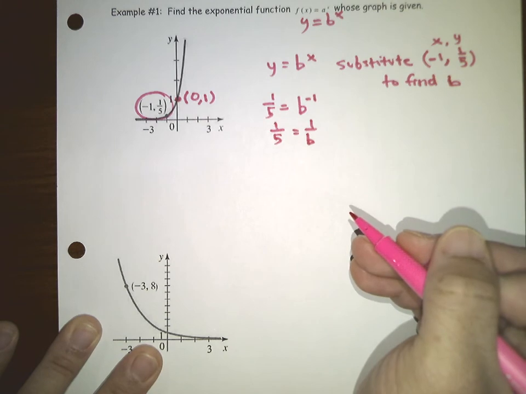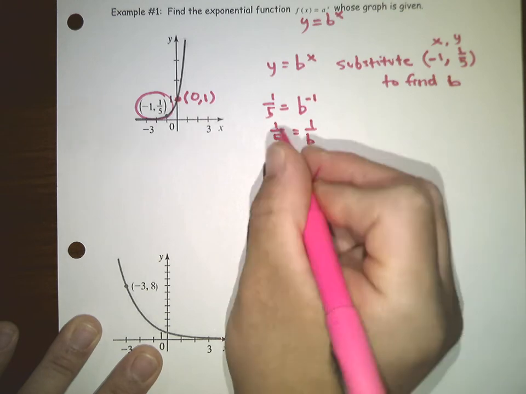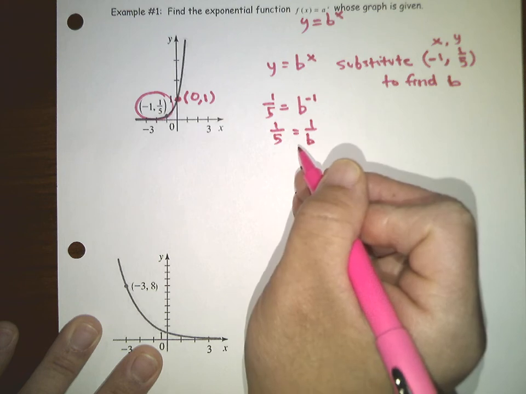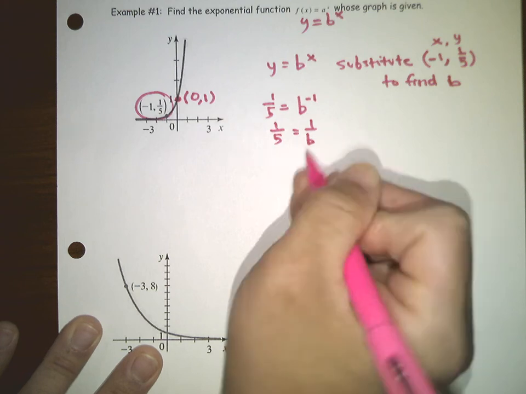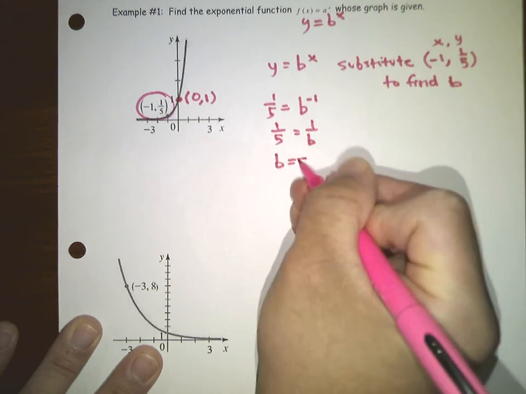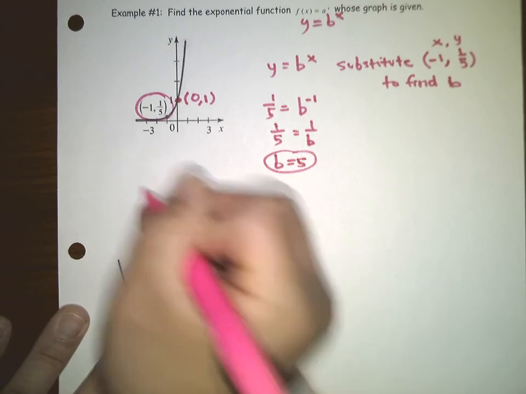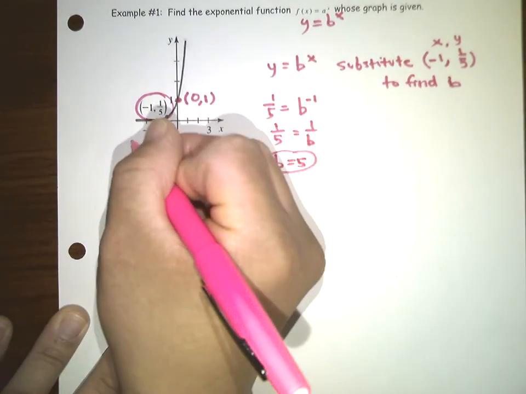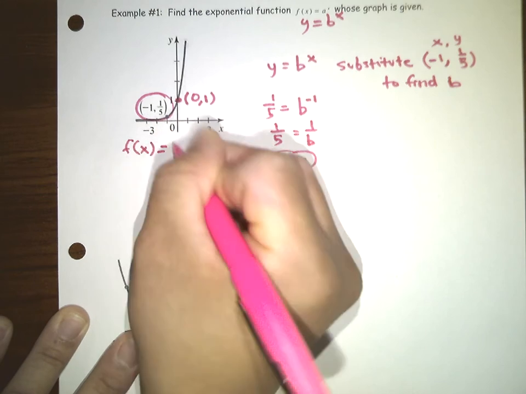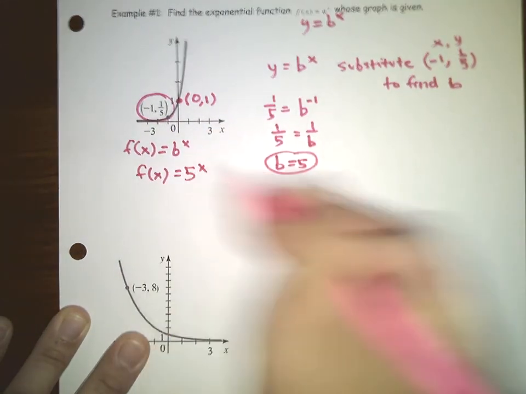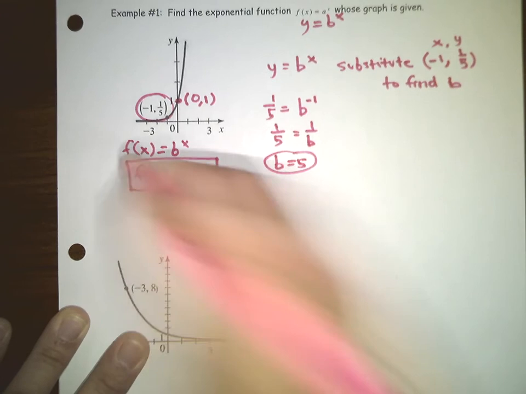And then I can just equate the denominators since the numerators are the same, or I can just cross multiply: 1 times b is b, 5 times 1 is 5, and I see b is 5. So that means the graph is f of x equals b to the x, or f of x equals 5 to the x, because b was 5.